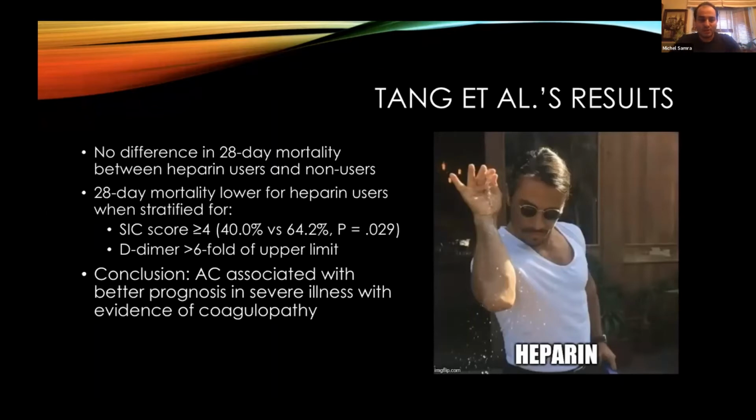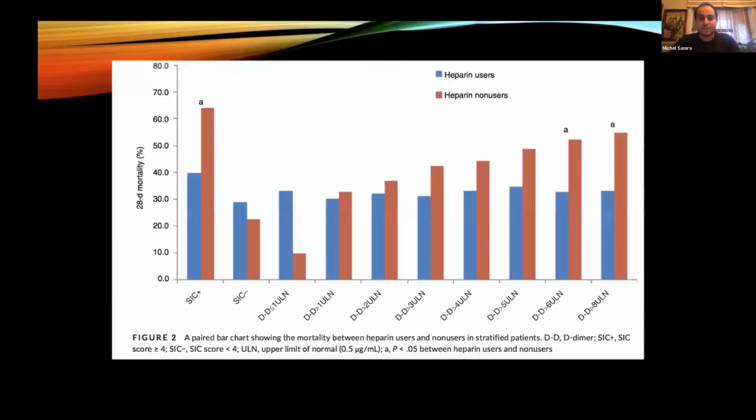heparin users and non-users. However, when you stratified the users according to their SIC score and their D-dimer, you found that the higher the SIC score and the higher the D-dimer level, anticoagulation was associated with a better prognosis. Which makes sense, which is essentially them saying that anticoagulation was associated with a better prognosis in severe illness with evidence of coagulopathy.